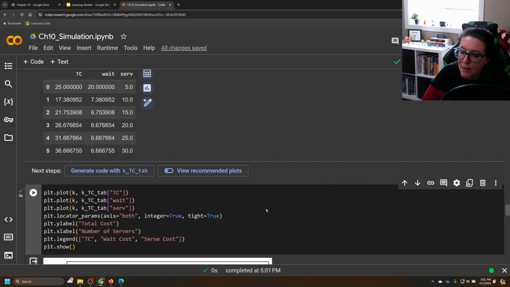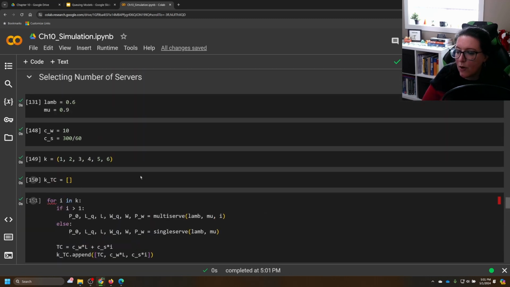So as you're doing this, what we want to know is what is the cost of waiting. So if we make them wait, we're not getting their money from their purchase. And we want to know what's the cost of a server. And we do want to make sure it's measured in the same increments. Lambda and mu were measured per minute in this scenario. So we do want to measure the pay per minute as well.